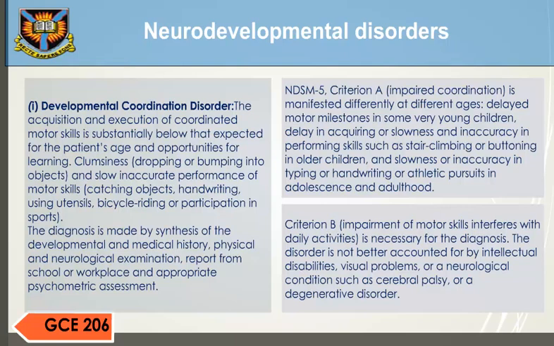Criterion B. Impairment of motor skills interferes with daily activities. Criterion C. Onset is in the early developmental period. Criterion D. The disorder is not better accounted for by intellectual disabilities, visual problems, or a neurological condition such as cerebral palsy, or a degenerative disorder.